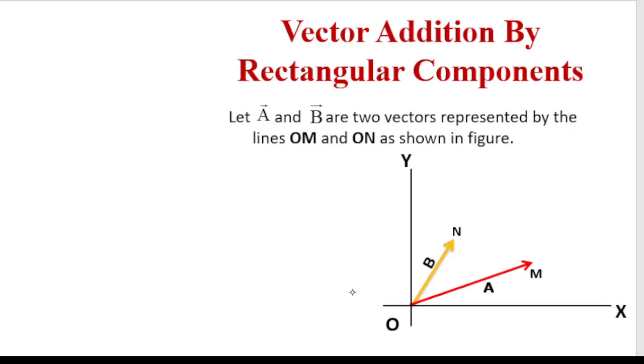आज का हमारा टॉपिक है वेक्टर एडिशन बाय रेक्टेंगुलर कंपोनेंट्स. Let A and B are two vectors represented by the lines OM and ON as shown in figure.